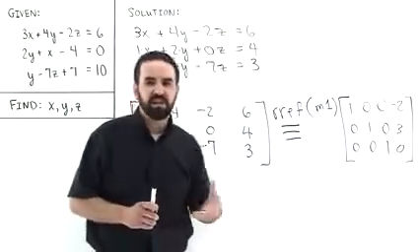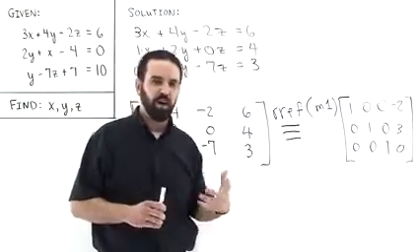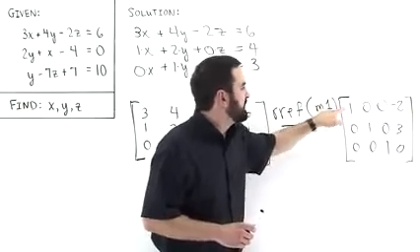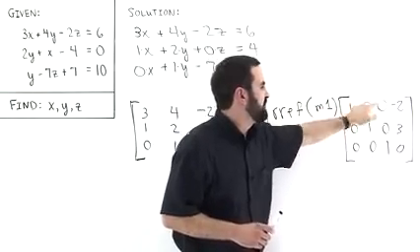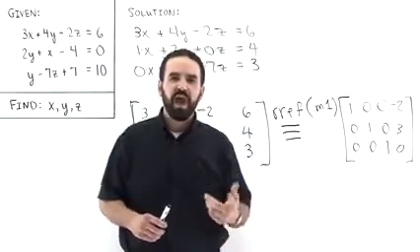So the new matrix speaks to us in the same language, the same way. This one says 1 times x plus 0 times y plus 0 times z equals minus 2. So x equals minus 2.